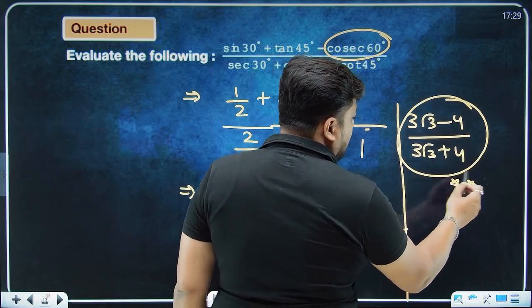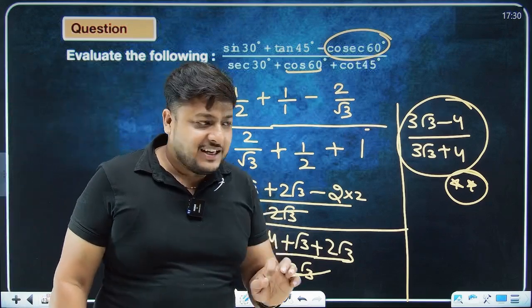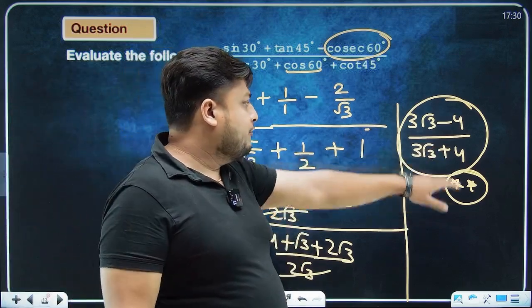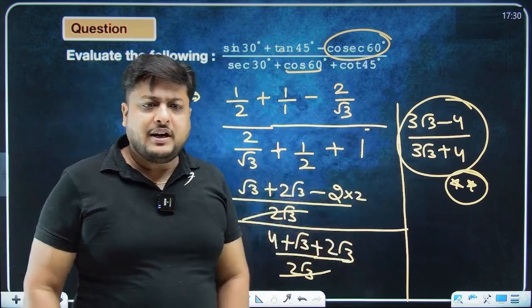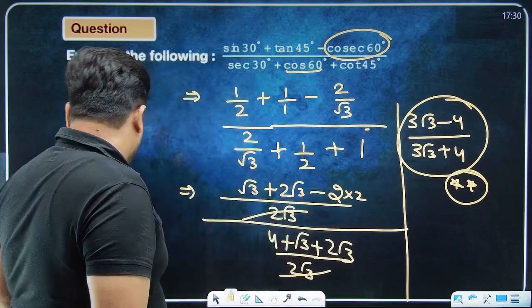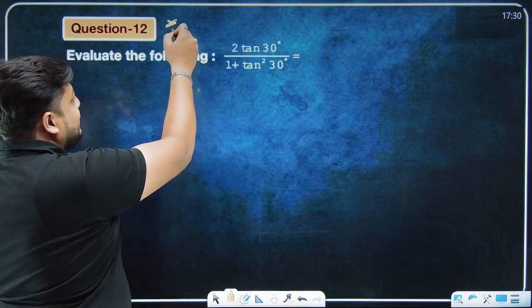If you need the right answer, you can just rationalize it. You have already studied in class 9 how to rationalize the denominator. You have to just multiply it with 3 root 3 minus 4 in numerator and denominator, and you will get the right answer. So let's proceed for the next question. Very important and very easy question.